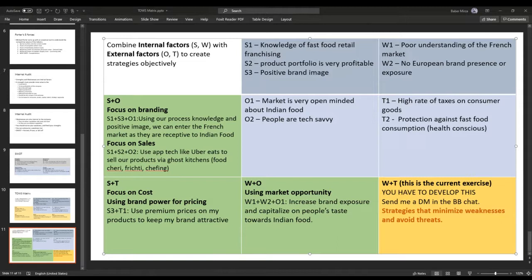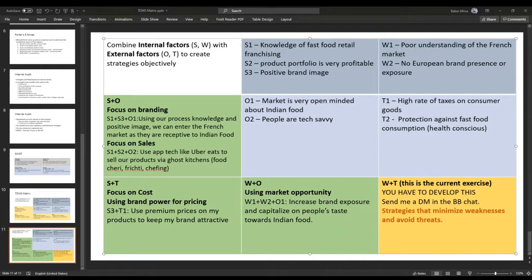I'll write this here, in fact. Focus on cost. The economic department or costing department. This was a financial attribute. I have sales, branding, finance.